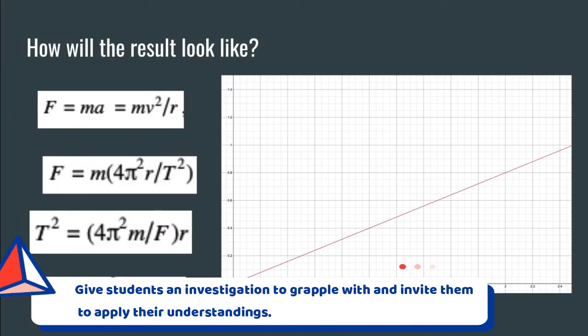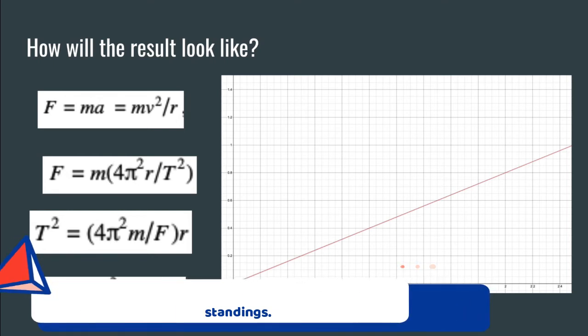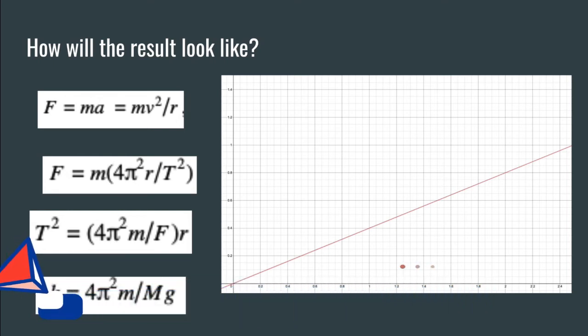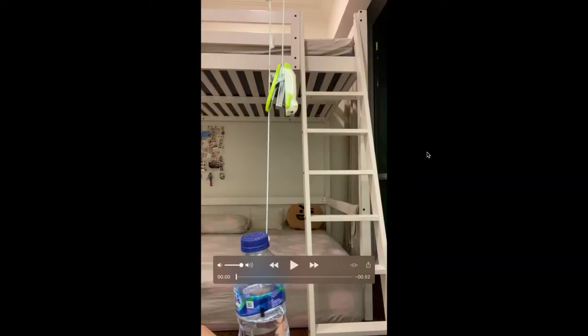To effectively measure the time period, I allow 20 complete oscillations, as it has a relatively small time period, making a single oscillation hard to measure. So this is my setup for the experiment.